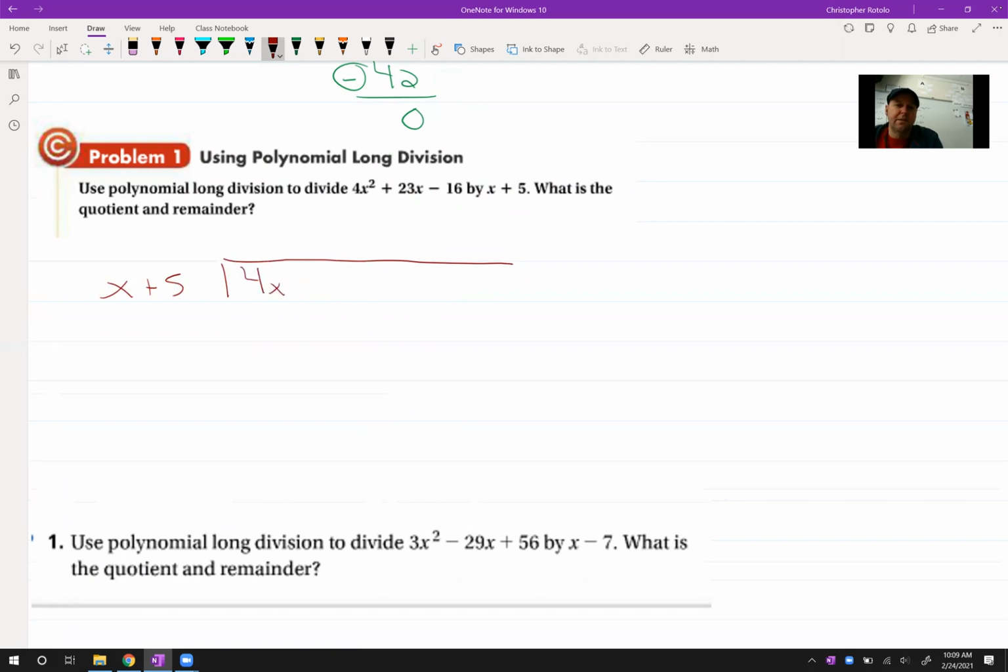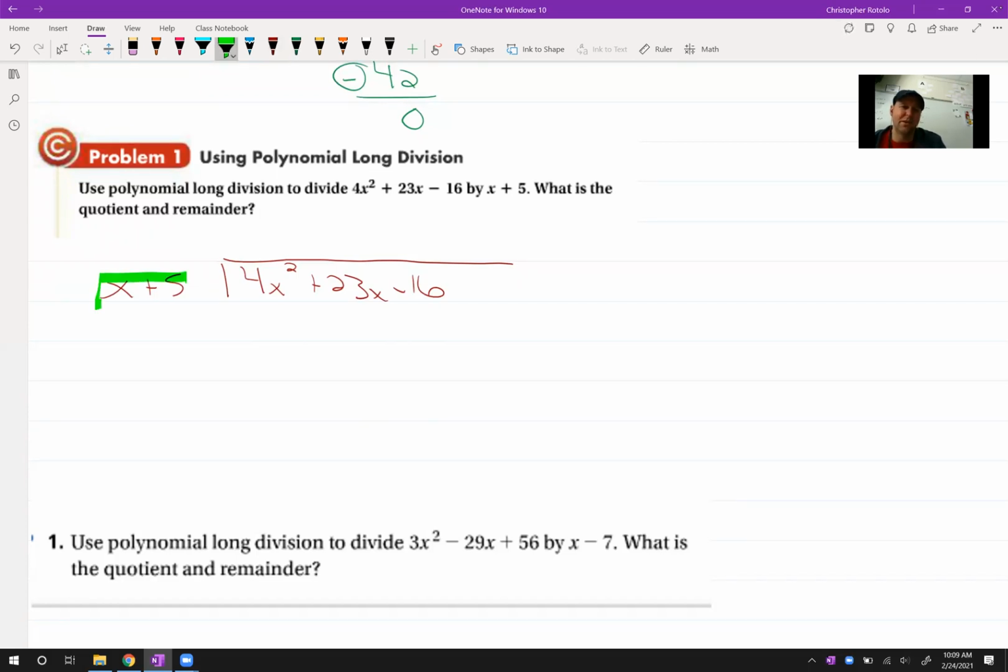inside the dividend. Right? So 4x squared plus 23x minus 16. All right, let's do this. Oh, wait, how do I do this? This is completely different, Mr. Rotolo. I have no idea what you're talking about.